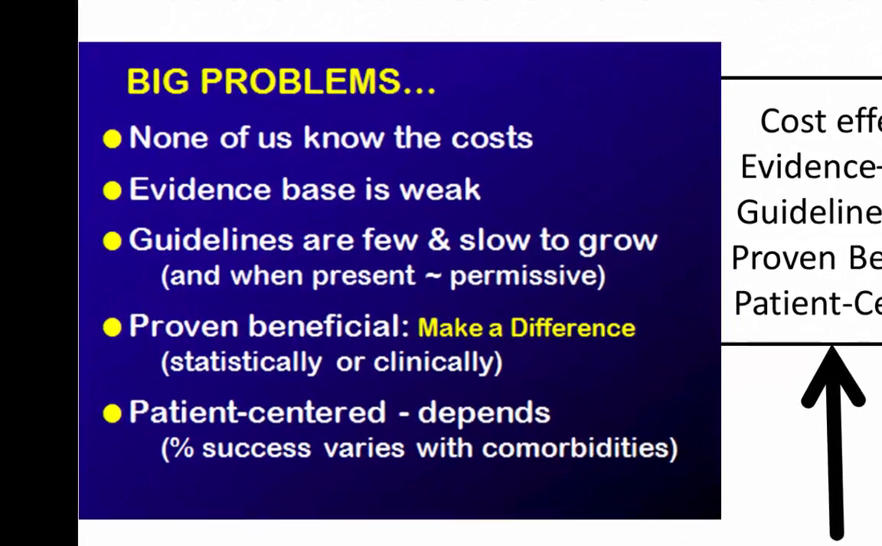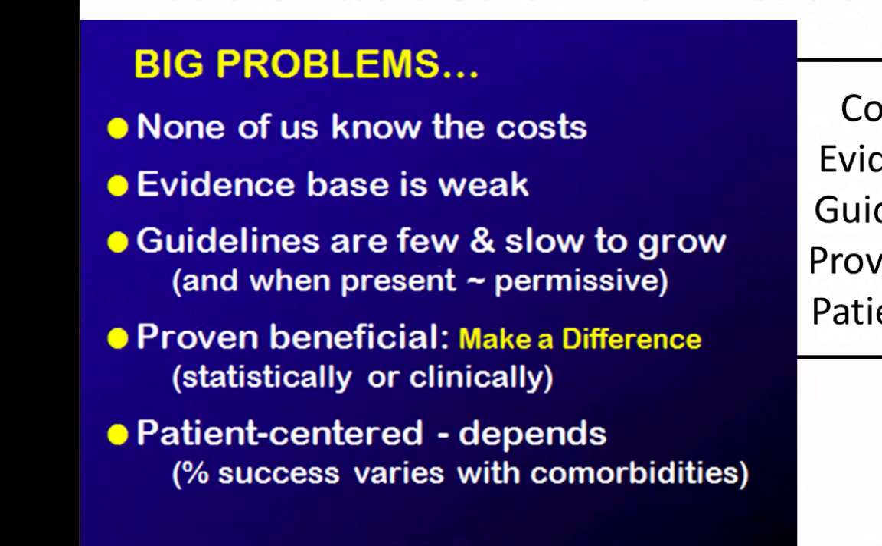Most of us don't know what the costs really are for the things that we do. The evidence base for much of what orthopedic surgeons do is weak. Guidelines are few and slow to grow, and when present, they're quite permissive, frequently listing any procedure that could be beneficial instead of the ideal procedure for a certain condition. And when we talk about proven beneficial and things that make a difference, do we mean a statistically significant difference or a clinically significant difference? Patient-centered care really depends on the patient. A percent success varies with a patient's comorbidities, and those are important to take into consideration.